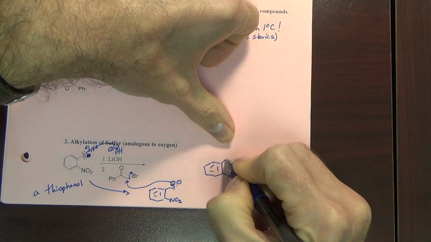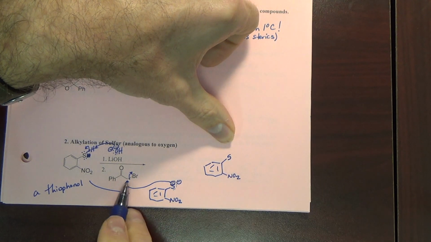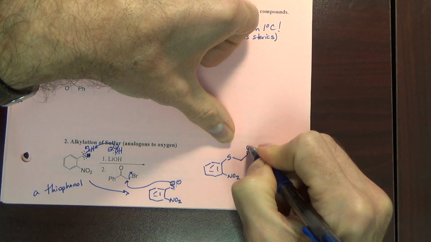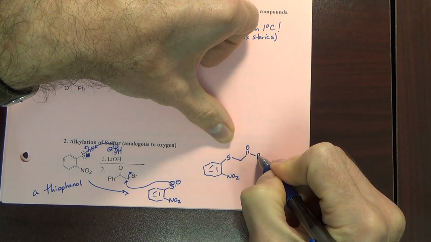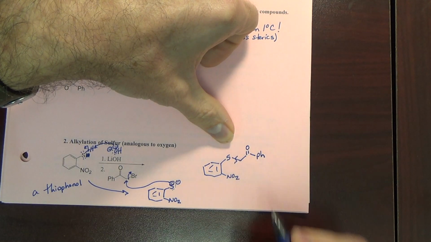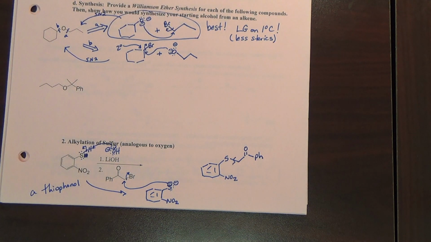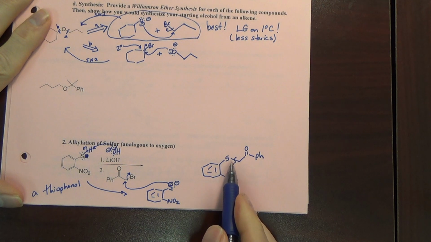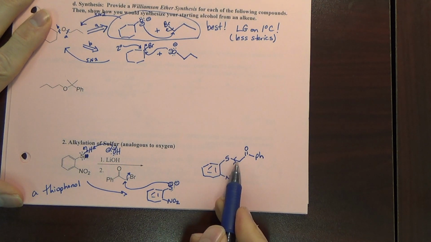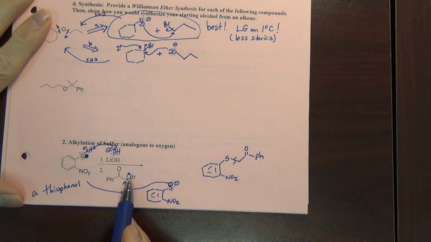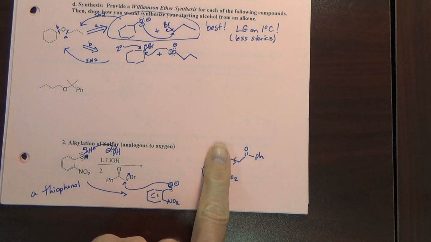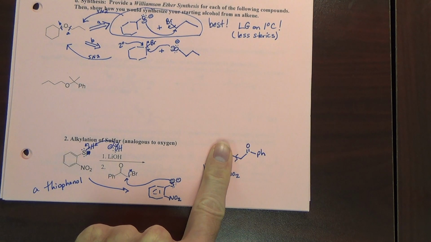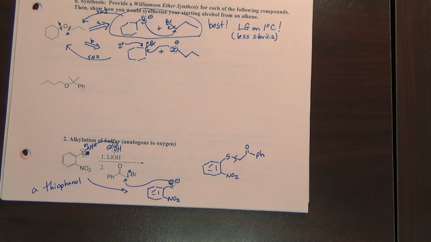Nitro, sulfur. The sulfur is now bonded to this CH2 group, and that's bonded to the carbonyl, and that's bonded to the phenyl. And we just made that bond there. I'm highlighting it for you just to clarify. Sulfur is now bonded to that carbon instead of the bromine. Used to be, under my finger, that carbon was bonded to a bromine. Now it's bonded to a sulfur.